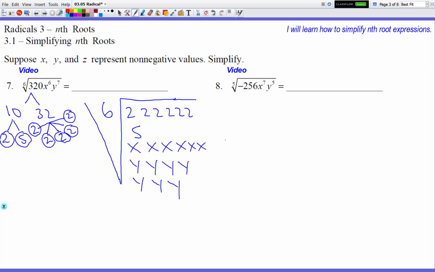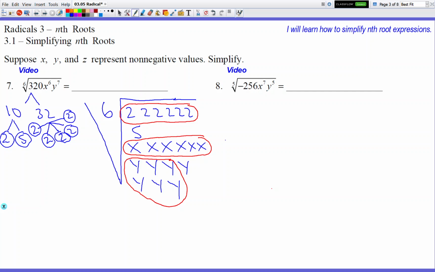Okay, and I'm going to get my red pen out and I'm going to circle 6 things that match. So I got 6 2's. I don't have 6 5's, so I'm not going to touch that. I got 6 x's, so I circle that. And I got 6 y's. Well, I have 7, but I'm only going to circle 6 of them. Okay, so what do I have left?